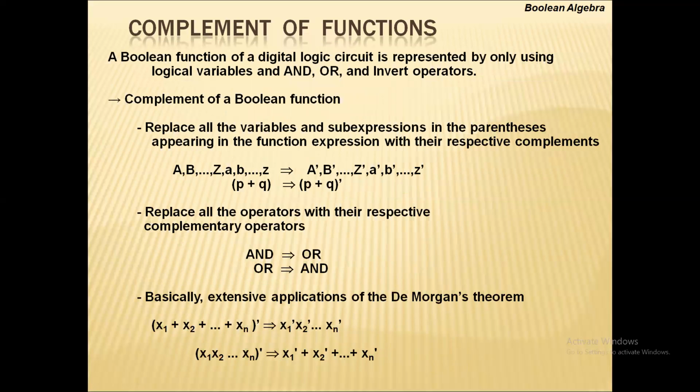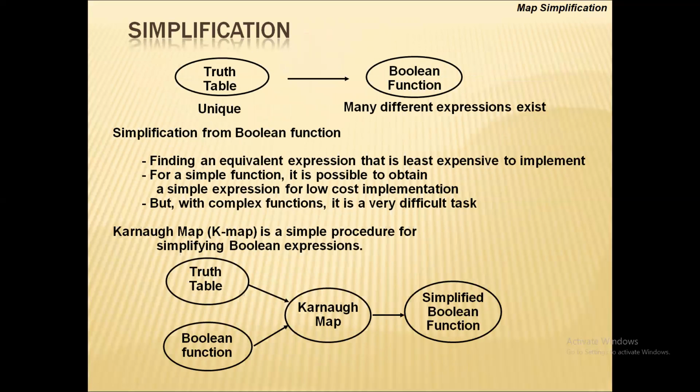So let us go for the simplification part. If we want to simplify it further without using De Morgan's theorem or Boolean algebra, the best, or rather the simplest way to solve the expression is by introducing the K-map into account. K-map is a simple procedure for simplifying Boolean expressions.